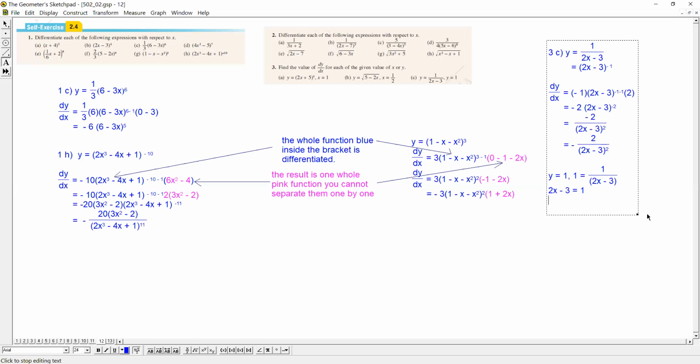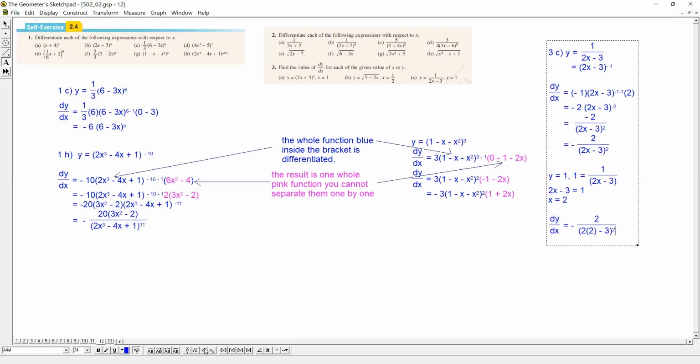Okay, teacher. So I find out what x is first. 2x equals 4, x equals 2. Now I can put it inside the dy over dx. So dy dx equals this one, not the y anymore. Put inside the dy dx. So it's negative 2 over 2 bracket, the x is 2, minus 3, raised to the power of 2.